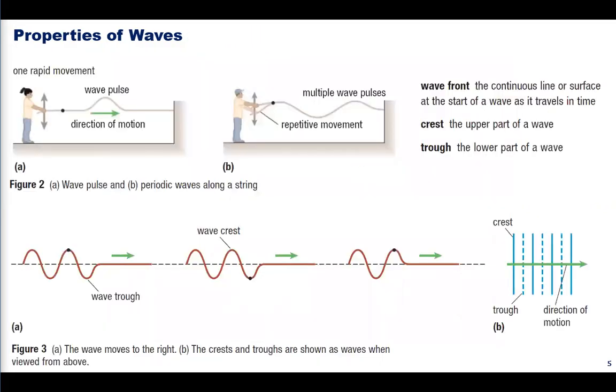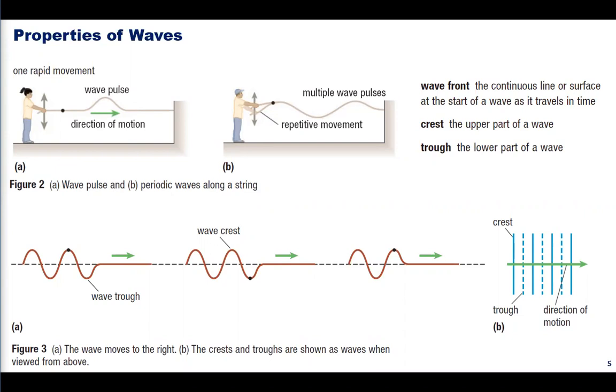Okay, so let's have a look at the common properties of waves. A wave is a moving disturbance that transports energy from one place to another, but doesn't necessarily transport matter. The simplest wave is the periodic wave. A periodic wave is a wave that repeats itself at regular intervals. As shown in figure 2, it illustrates one way to generate a mechanical wave.